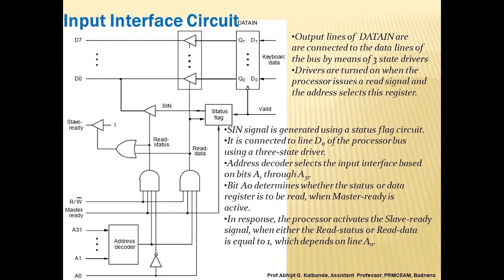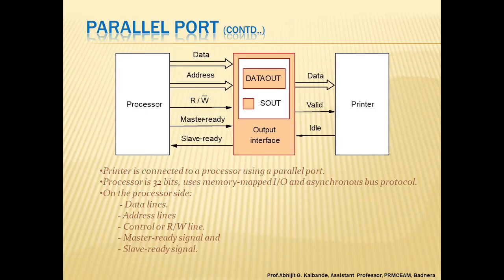Bit A0 determines whether the status or the data register is to be read. So when the master ready is active, in response the processor activates the slave ready signal when either the read status or the read data is equal to 1, which we can observe in this graphical representation. Also, this is all about the keyboard.